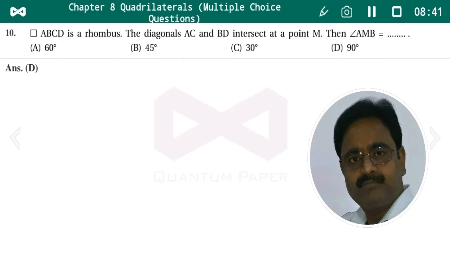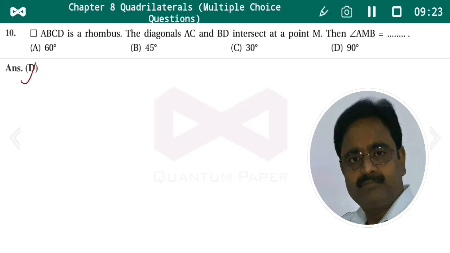In a rhombus, you know that all the sides are equal and it is a parallelogram. That means a rhombus follows the properties of a parallelogram, but with one more condition: all its sides are equal. Then diagonals AC and BD intersect at point M. The question asks, what is the measure of angle AMB? You know that the diagonals of a rhombus intersect each other at right angles, meaning the diagonals are perpendicular to each other. Therefore the angle AMB is equal to 90 degrees. Our option D is right in this question.